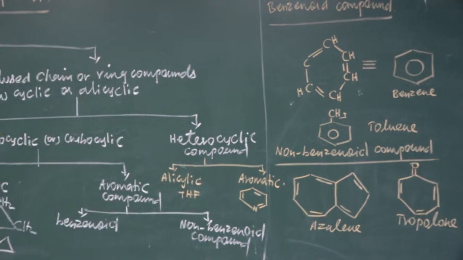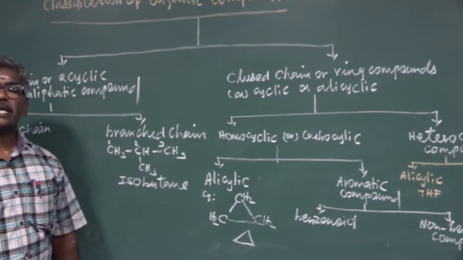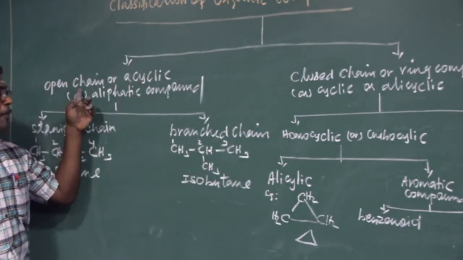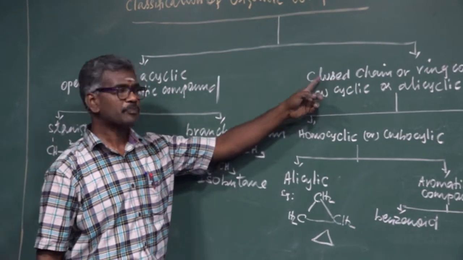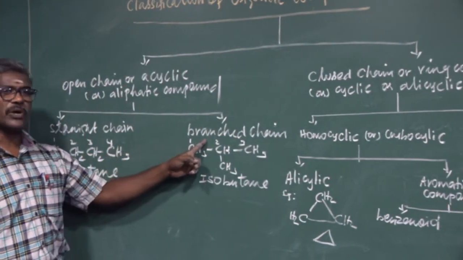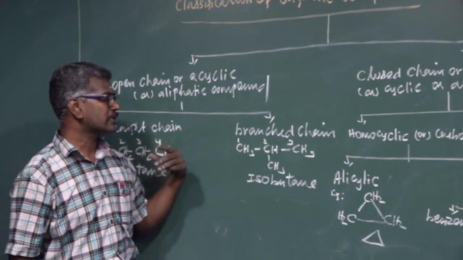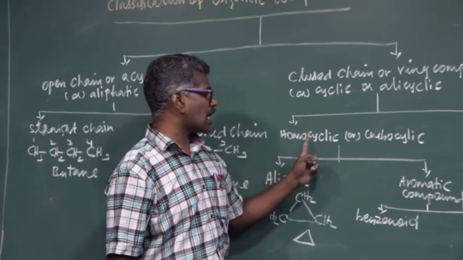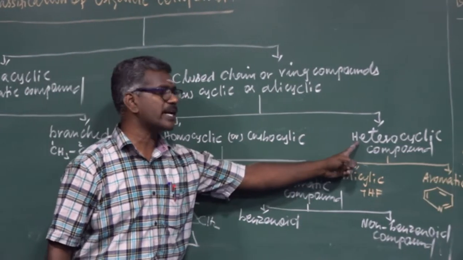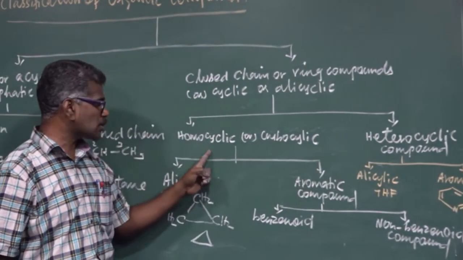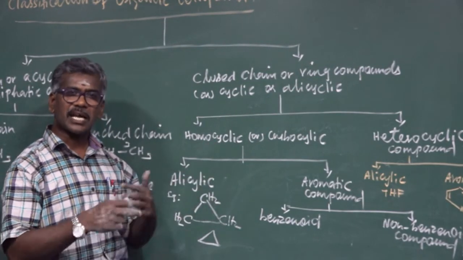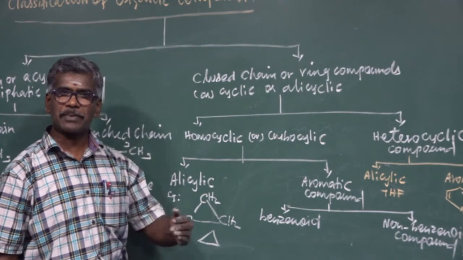Here, the classification of organic compounds in organic chemistry is very important. These are classified into 2 types, open chain and closed chain. Open chain can be classified into 2 types, branched chain and straight chain. Closed chain can be classified into 2 types. First one is homocyclic, another one is heterocyclic. Homocyclic means a ring made up of only carbon atoms.